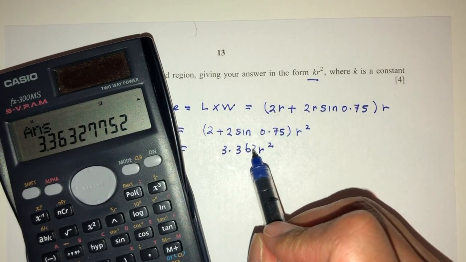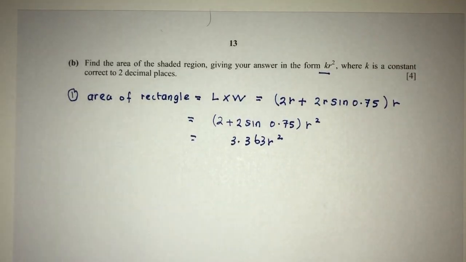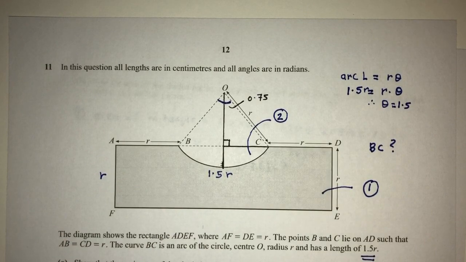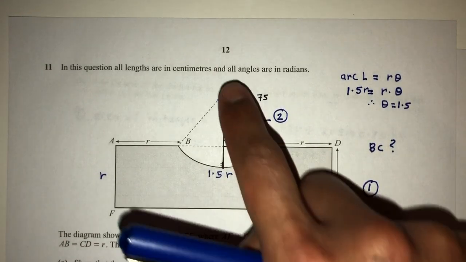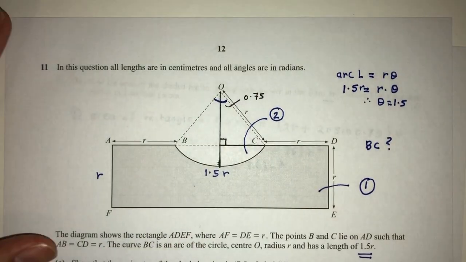Let's write 3 here for now. That will be part A. Now, this is the whole area. We need to subtract the area of the segment. So let's find that area. How do you find the area of a segment? You can first find the area of the sector minus the area of the triangle.